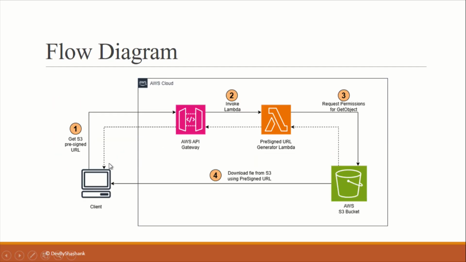This is going to be our flow diagram. The client will first make a get S3 Presigned URL request and that request will be received by our API Gateway. The API Gateway will invoke our Presigned URL generator Lambda. Then Lambda will generate a get object Presigned URL and using that URL, the client will fetch the file from S3. So let's see how to implement this solution.